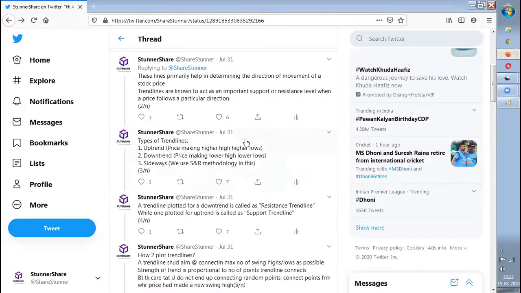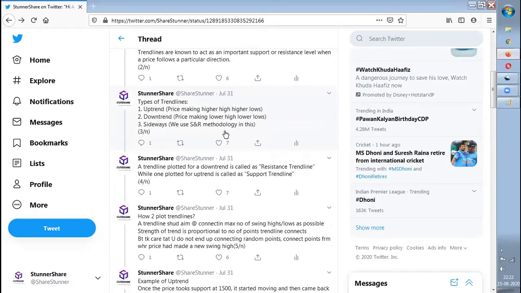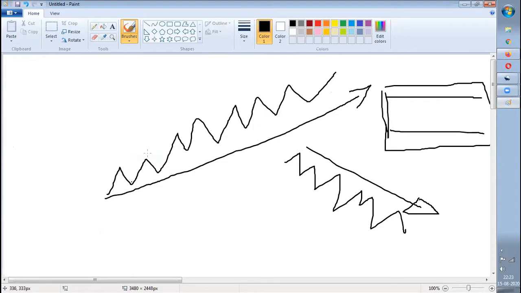So basically, there are two types of trend lines. One is the uptrend line, and another one is the downtrend line. But there is also something called sideways, wherein we have to use the horizontal support and resistance. So that is also what I'm putting over here. The trend line plotted for a downtrend is called a resistance trend line, and the one plotted for an uptrend is called a support trend line. Which means in the uptrend, this bottom line which is going up is called the support trend line, and in the downtrend, the upper trend line which is going down is called the resistance trend line.